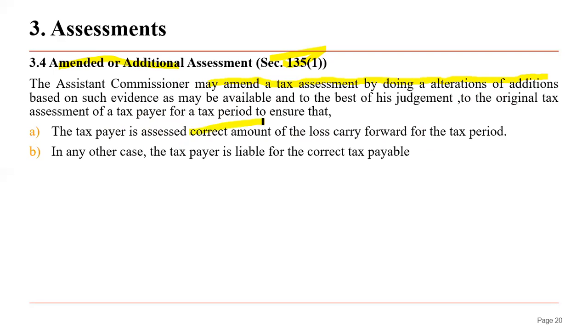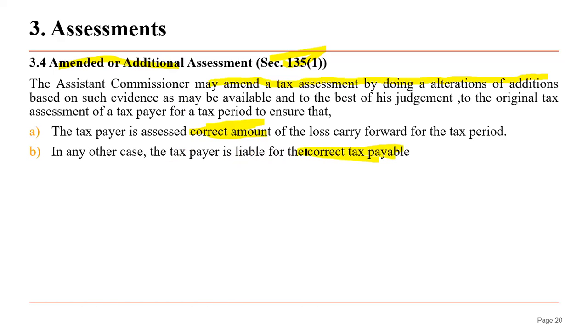Whether the taxpayer has declared the correct amount: the taxpayer might declare 100, but the assistant commissioner gets to know it should be 120. Then they can make the amended assessment. In the other case, the taxpayer is liable for the correct tax payable. That is what I said.